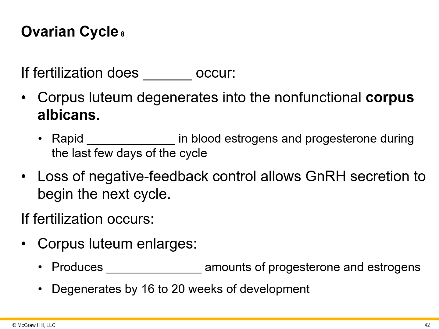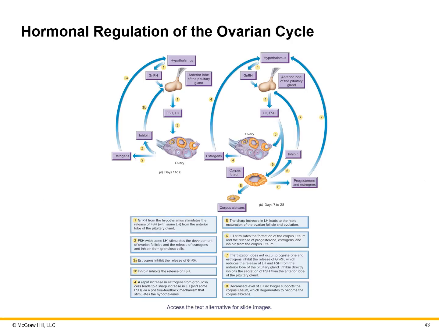If fertilization does occur, then that corpus luteum will enlarge, producing increasing amounts of progesterone and estrogens, and eventually that corpus luteum will degenerate by about 16 to 20 weeks of pregnancy, and then that is going to be when the placenta takes over.